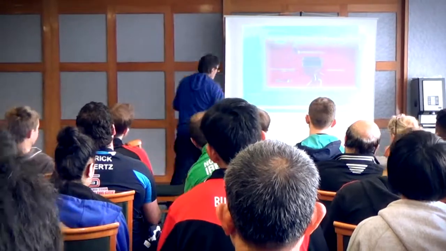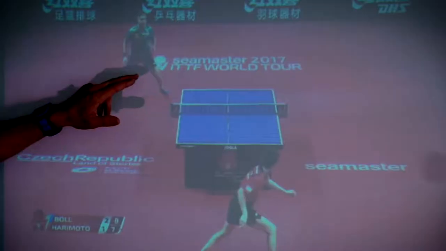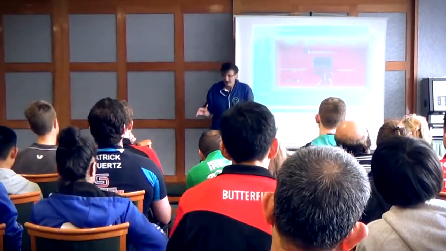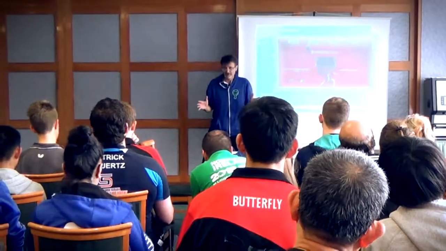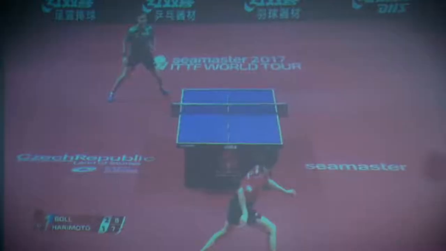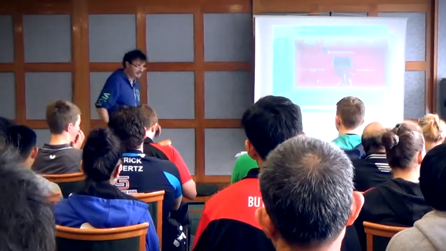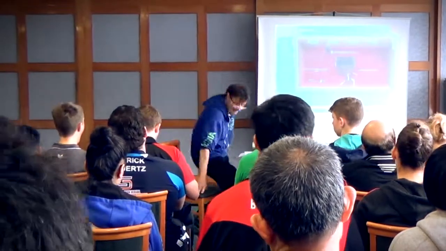But also Timo, look at him. Harimoto didn't touch the ball, but Timo is already standing well. He has hit this position. You see, it's always this position. They're trying to keep it after they touch the ball, they always want to find this position, because this is the position from where you can go left, right, up, down. Where do you want? And you can do what you want.